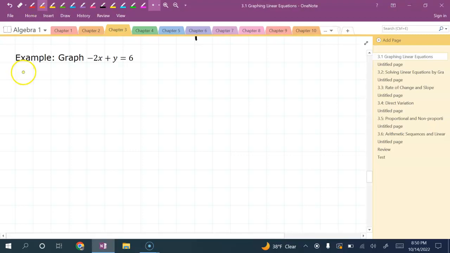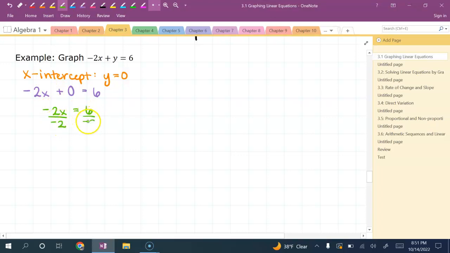Now, in order to do that, to find your x-intercept, you are going to take this equation and replace the y with a 0. So in my equation here, I've got -2x plus y, but instead of y, I'm going to put 0 and set that equal to 6. Now, -2x plus 0 is just going to be -2x, and I have that now equal to 6. I'm going to divide by -2, and I'm going to say x equals -3.